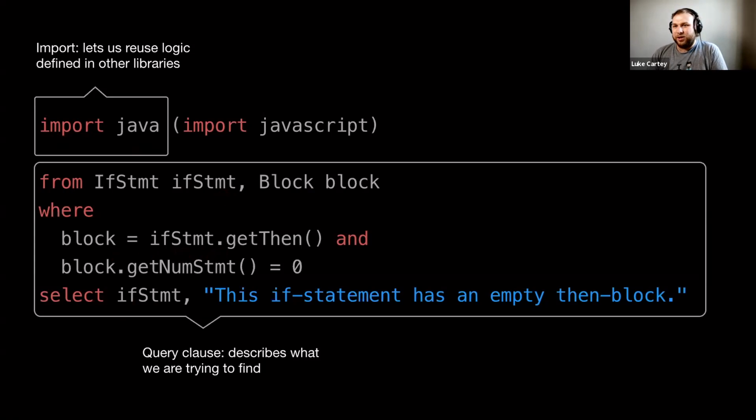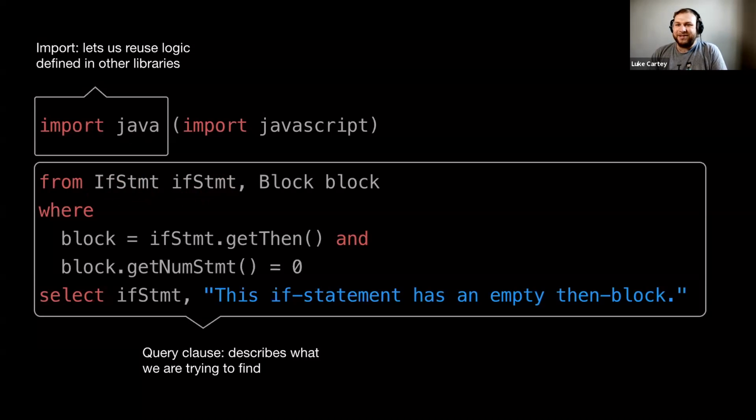Let's take a closer look at this example and see if we can figure out what it's doing. So the from clause is defined as a series of variable declarations, where each declaration has a type and a name. For example, this declaration here is for a variable called ifStatement, and it has a type IfStmt, which is from the CodeQL standard library for Java, which we imported above.